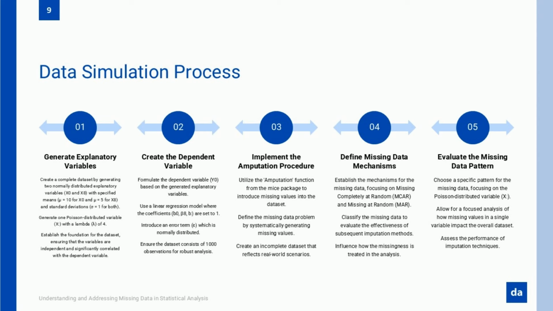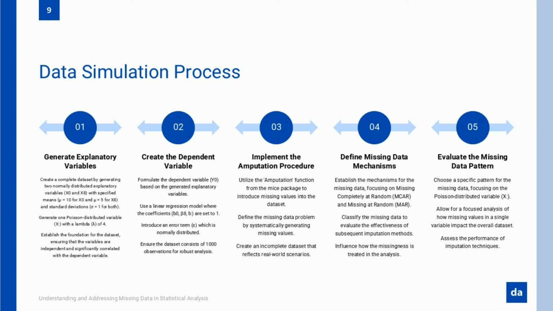Step 3: Implement the imputation procedure. Now we simulate the missing data. This step introduces controlled gaps into the dataset. The amputation function from the mice package is used to create missing values systematically. Missingness is focused on the Poisson distributed variable, x, to mimic scenarios where certain count data is unavailable, like missed surveys, incomplete records, or unreported events. The missing data patterns can reflect different mechanisms, such as missing completely at random, MCAR, or missing at random, MAR, ensuring that the simulated dataset represents a variety of real-world challenges.